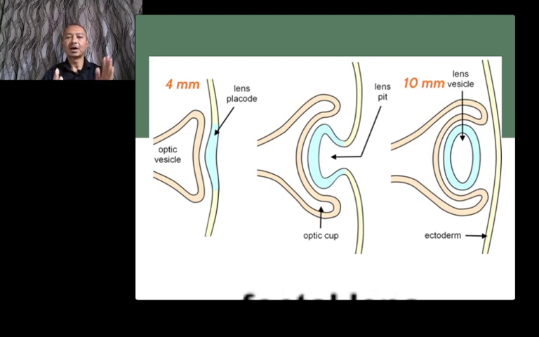Then the optic vesicle that comes out from the neuroectoderm touches the lens placode, thereby making the lens pit, an invagination of the lens placode. At the 10 millimeter stage, it gets detached from the surface ectoderm and forms the actual lens vesicle.